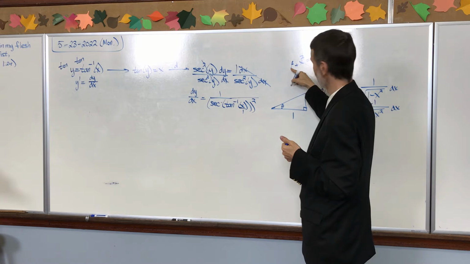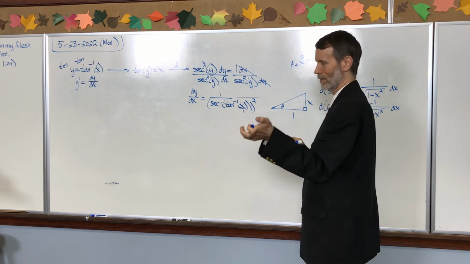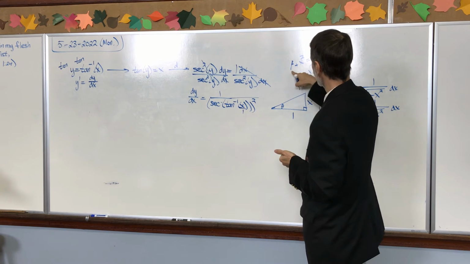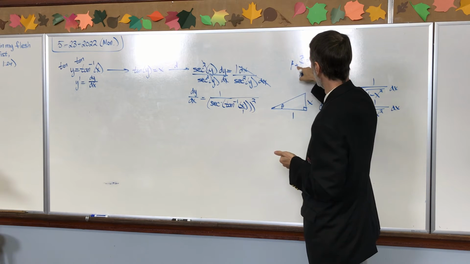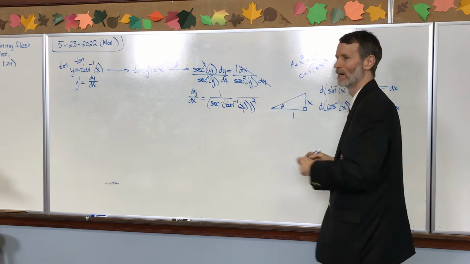What is 1 squared, by the way? Just 1. So c equals radical 1 plus x squared.